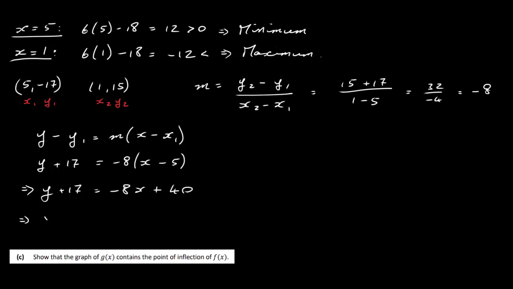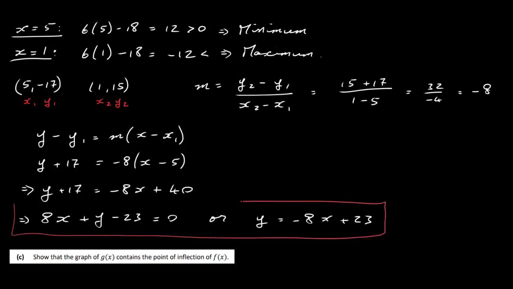And let's just bring everything over to one side. So we've got 8x plus y plus 17 minus 40. That's minus 23, I think. Minus 23, yeah. Now we can also write that in the form y is equal to mx plus c. So y is equal to minus 8x plus 23. We could write it that way either. Either one is fine. So they would be our versions of our equation of g of x.